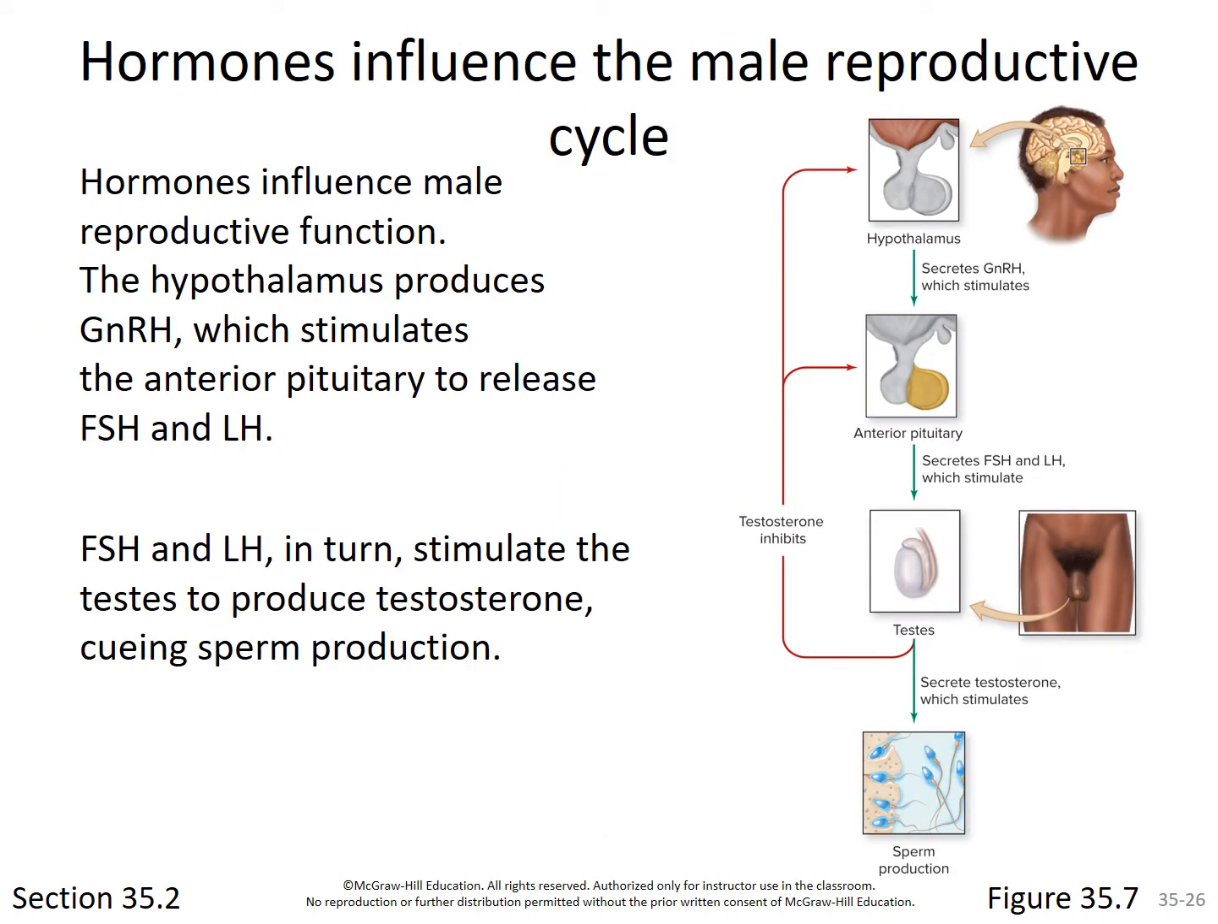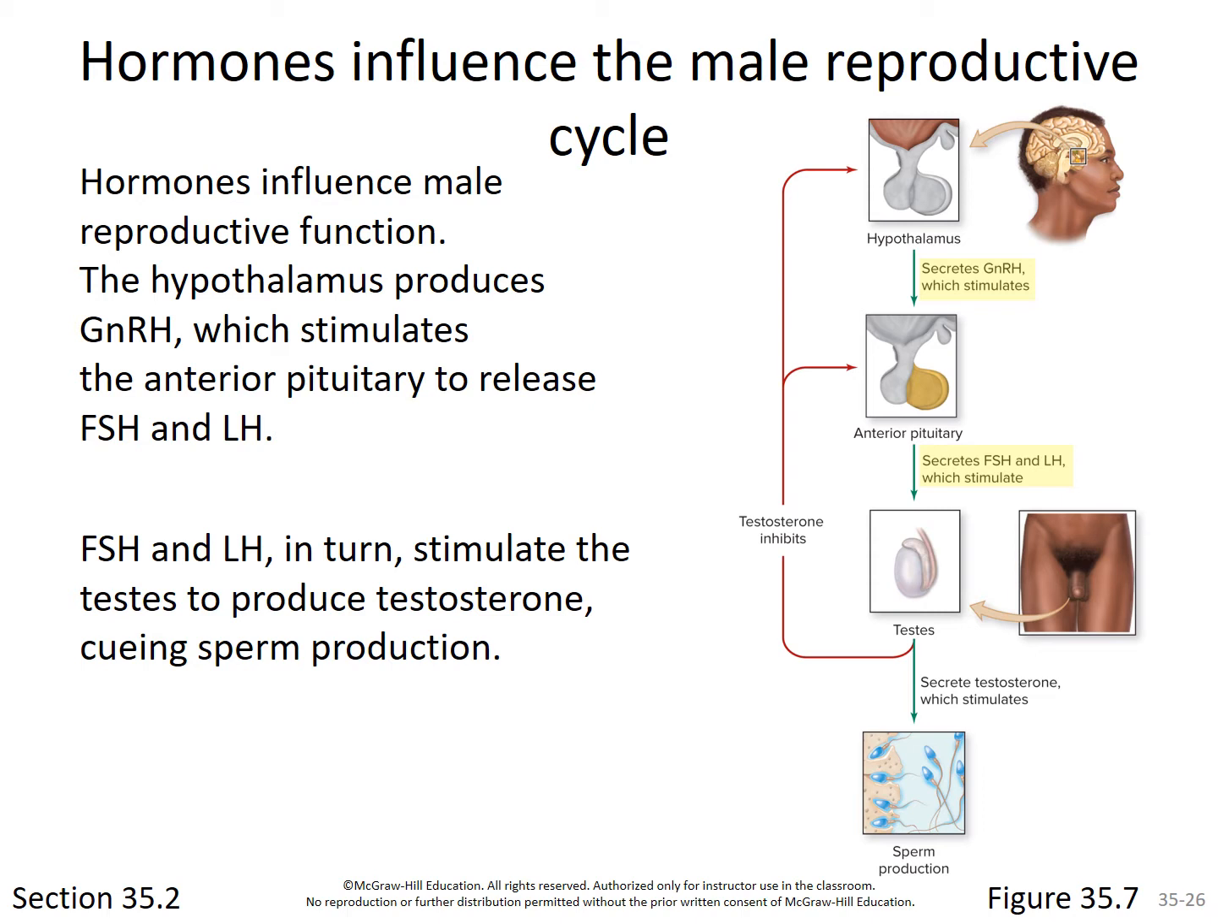So hormones actually influence male reproductive function. You may hear a lot about hormones and female reproduction, but there are hormones which influence male reproductive function, and this is the way that things go. So if you look up at the top where the hypothalamus is, the hypothalamus secretes GnRH. This is gonadotropin releasing hormone, and what that hormone does is to instruct the anterior pituitary to secrete two hormones called FSH and LH, follicle stimulating hormone and luteinizing hormone.